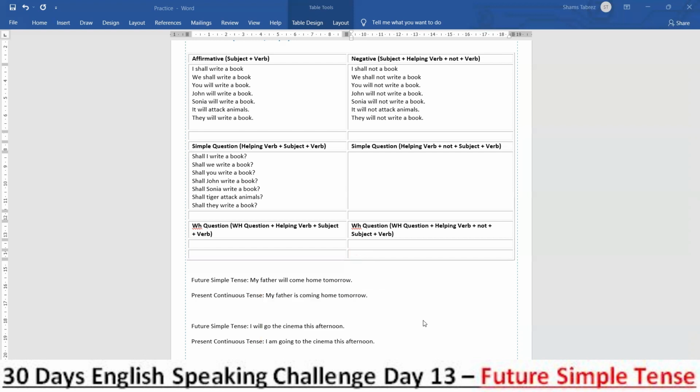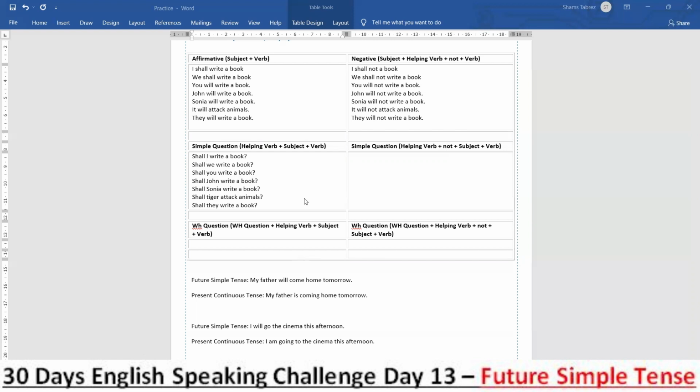Anyone would like to read the question, then answer? Shall I write a book? क्या मैं किताब लिखूंगा? Because it is future. Yes. Okay, this is like you are asking a question to yourself. Now let me take John. Please read this sentence and answer. Shall John write a book? क्या John book लिखेगा?